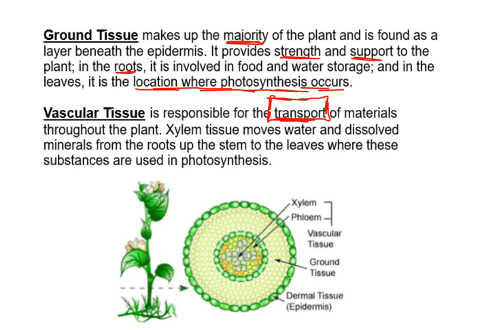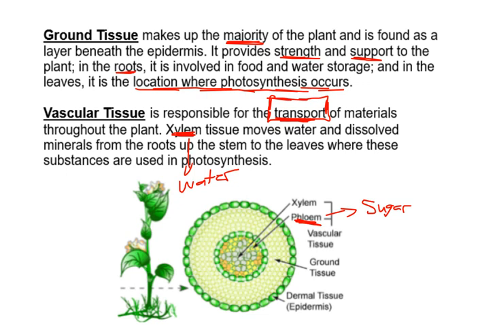So the 2 words I need you to know are xylem and phloem. And if you haven't started to memorize which one is which, xylem involves water and phloem involves sugar. I have a dumb way of knowing which one is which, but maybe it'll help you.